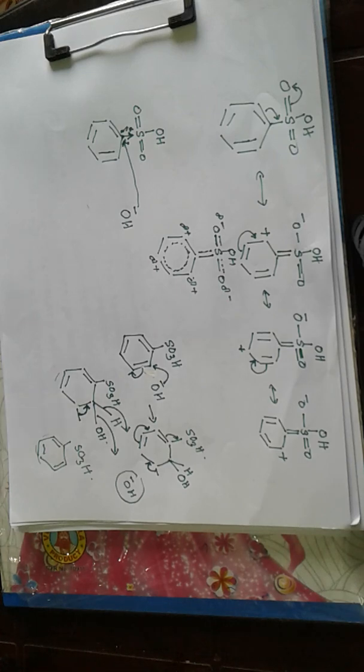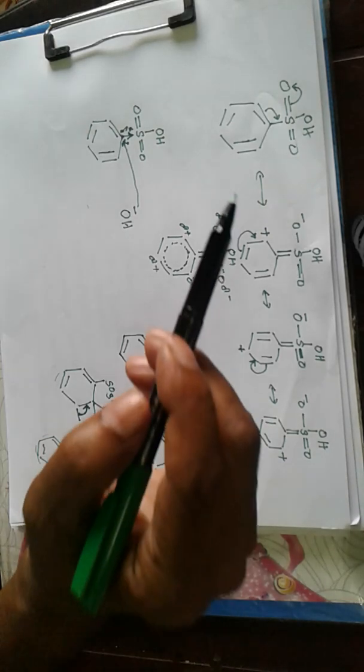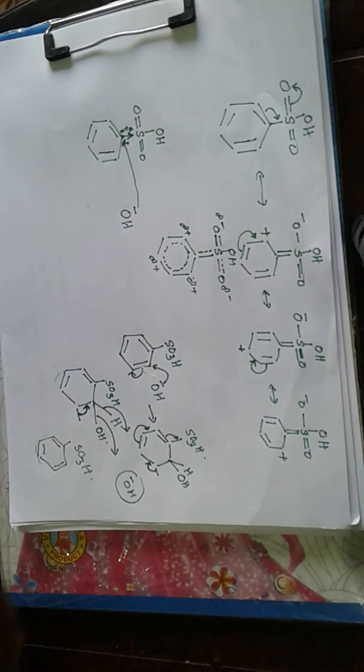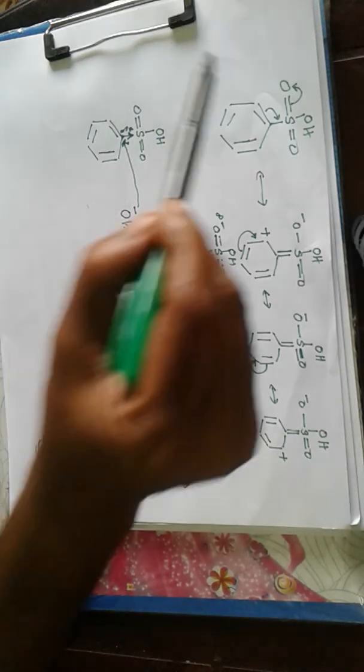Now let us revisit the case of benzene sulfonic acid being converted to phenol by fusion with sodium hydroxide. Before that, let us consider the canonical structures of benzene sulfonic acid.